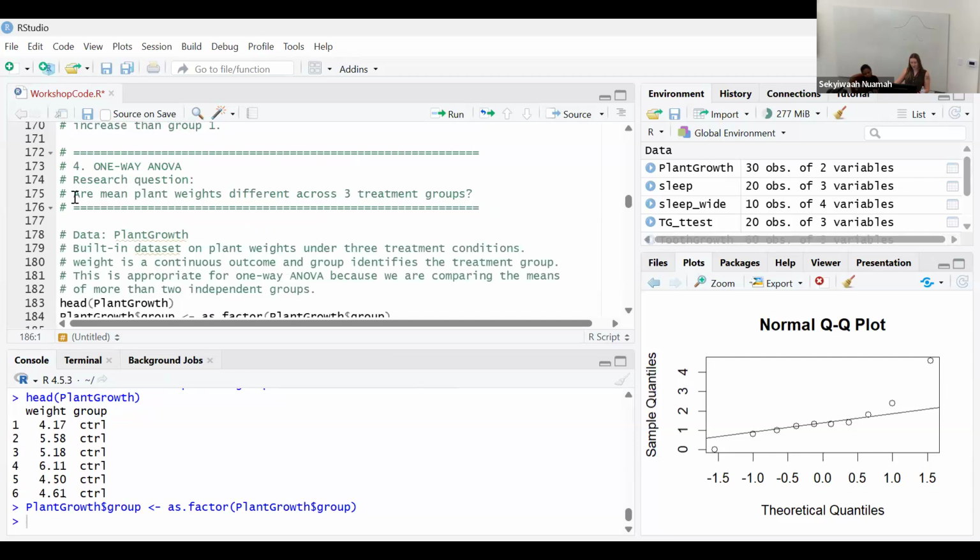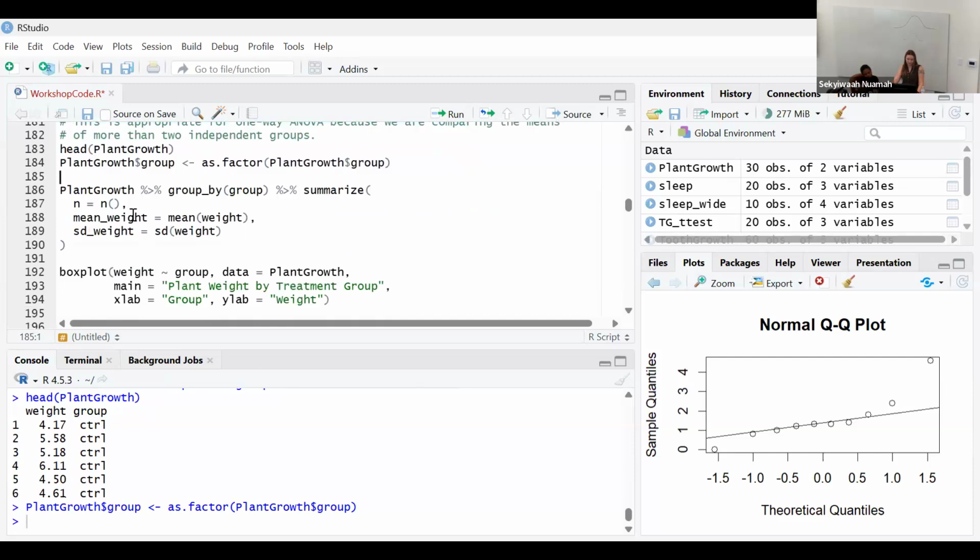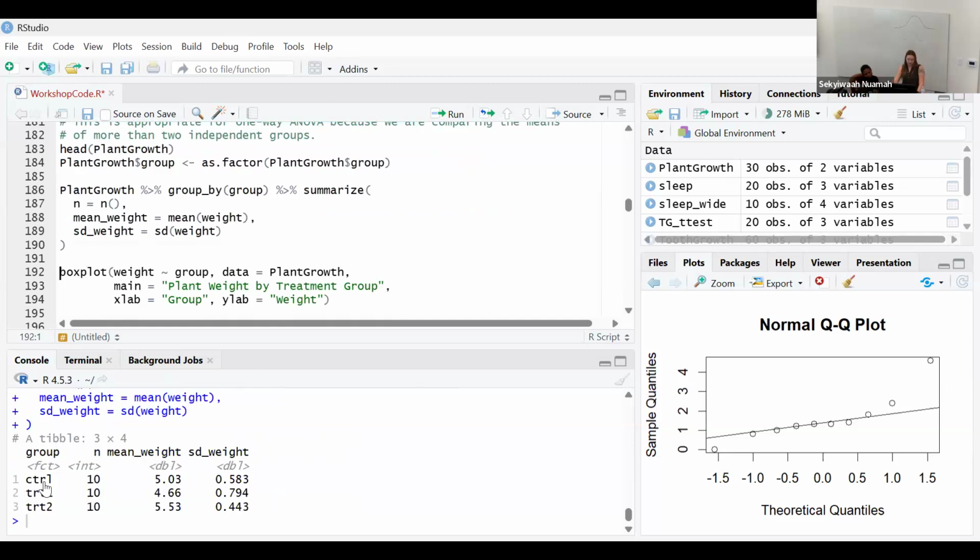And then our research question for this, it's ANOVA. So now we are going to be working with 3 or more groups. So are mean plant weights different across 3 treatment groups? This is just going to give us a little summary of the data. Here's our 3 groups: control, treatment 1, and treatment 2. Each of the groups have 10 participants, or 10 plants, I guess. And here's the mean weights. So they look pretty similar, but we're going to let ANOVA tell us if they're different.